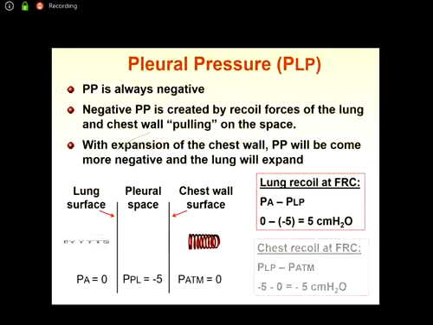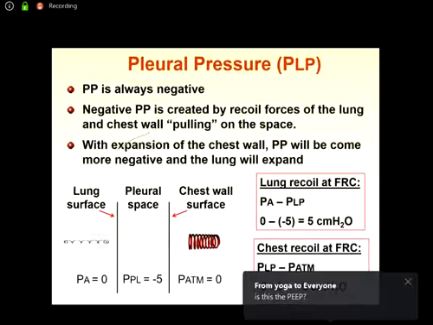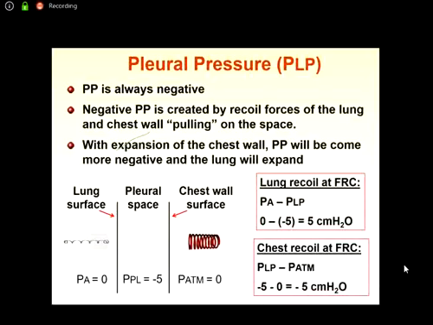Now, when we calculate the chest recoil at FRC, we use the difference between the pleural pressure minus the atmospheric pressure. So it's the opposite. Okay, so the pleural pressure is -5 and the atmospheric pressure is 0. So when you do -5 minus 0, you end up with -5. So the chest recoil at FRC is negative, and that's why the chest wall tends to expand when you release that pressure. So you need negative pressure to keep the chest from expanding, and you need a positive pressure to prevent the lungs from collapsing. I hope this is clear. Okay, this is very important.